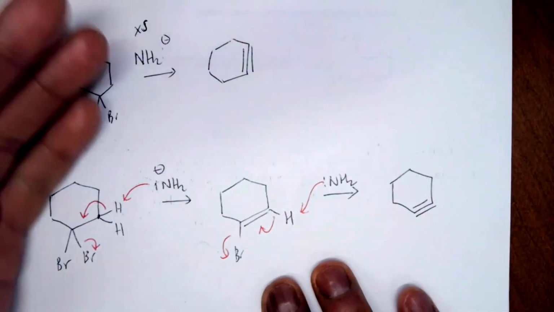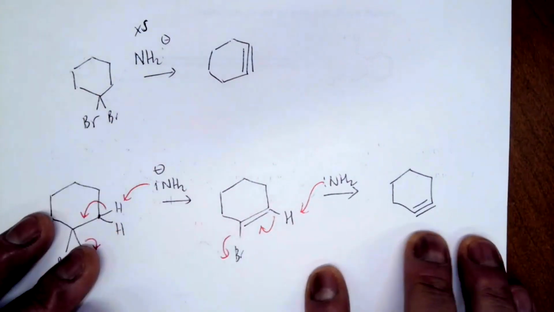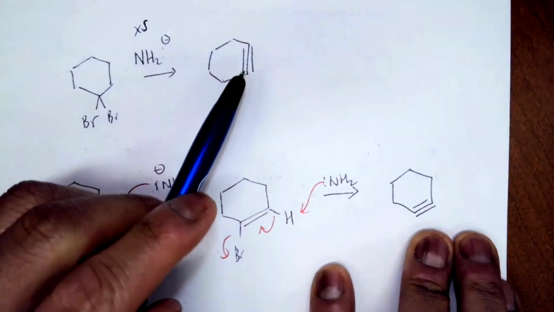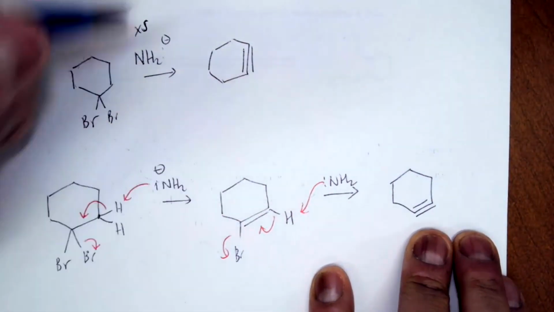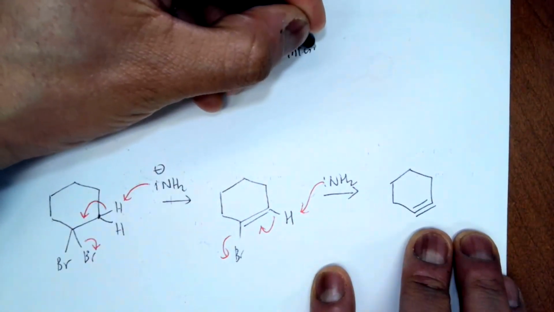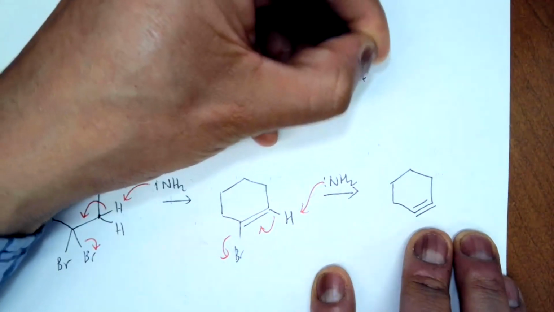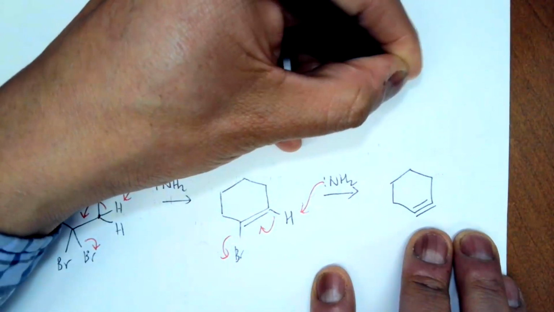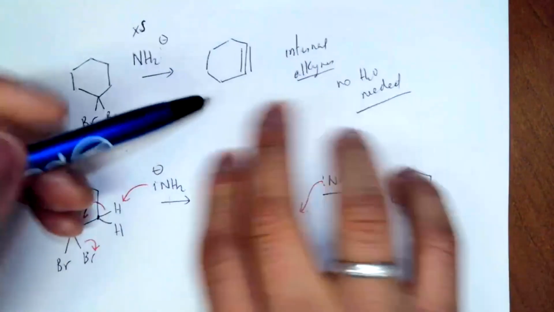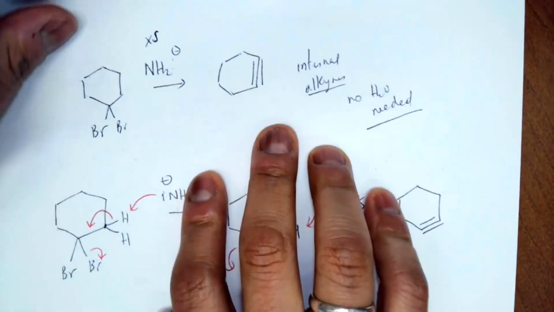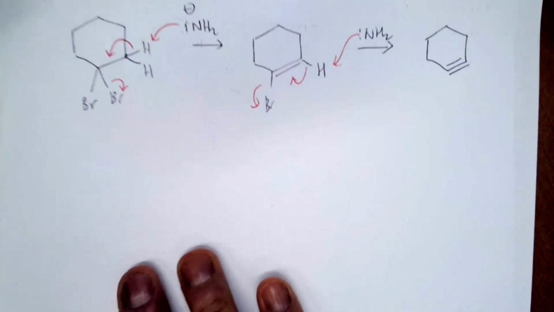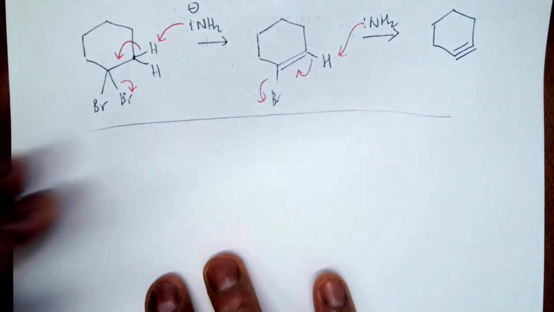That's the mechanism. Now, why am I not adding water here? I don't need it because I'm not producing a terminal alkyne. This one is an internal alkyne. So when you produce internal alkynes, you don't need to add water. No water needed because it's an internal alkyne. But if I make a terminal alkyne, that's a separate story, and I'll show you why.